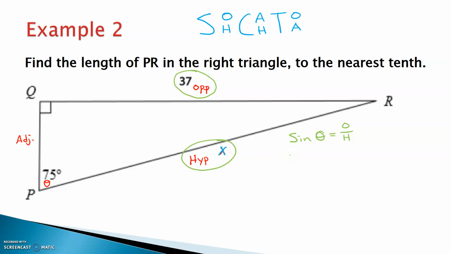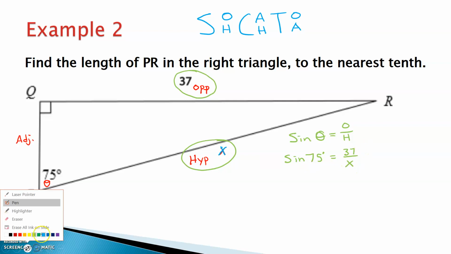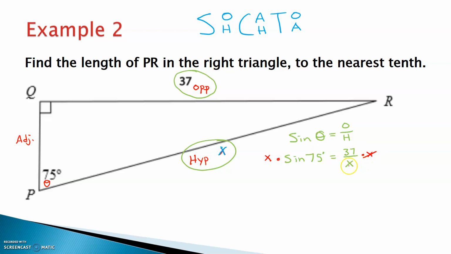Okay, well, it actually makes sense. Let's plug in the things that I know. I know that my reference angle, sine of, where was I standing at? 75 degrees, is equal to, what's my opposite? That was 37 over my hypotenuse, which is X. And of course, we have to do a little bit of work here before I can plug it into my calculator. So how do I get rid of dividing by X? I multiply by X. Whatever we do to one side, we do to the other. Cancel out my X's. I have X times sine of 75 degrees is equal to 37.